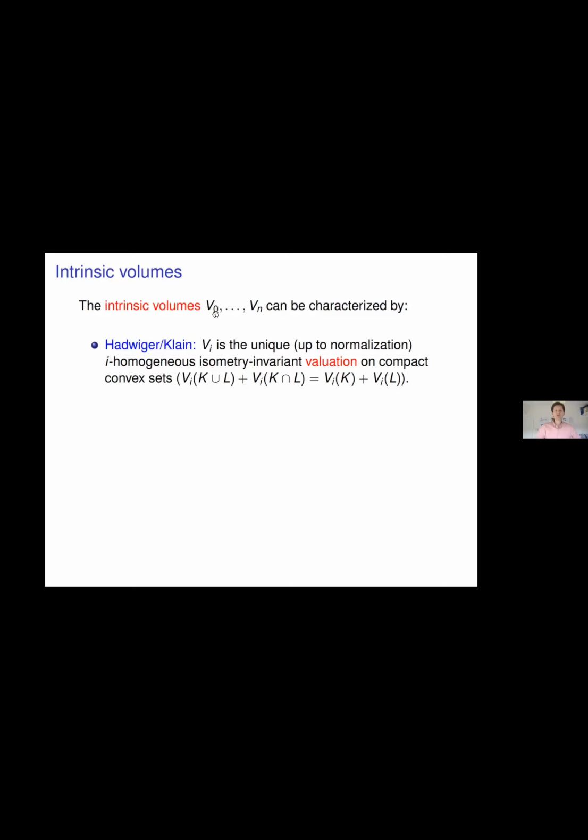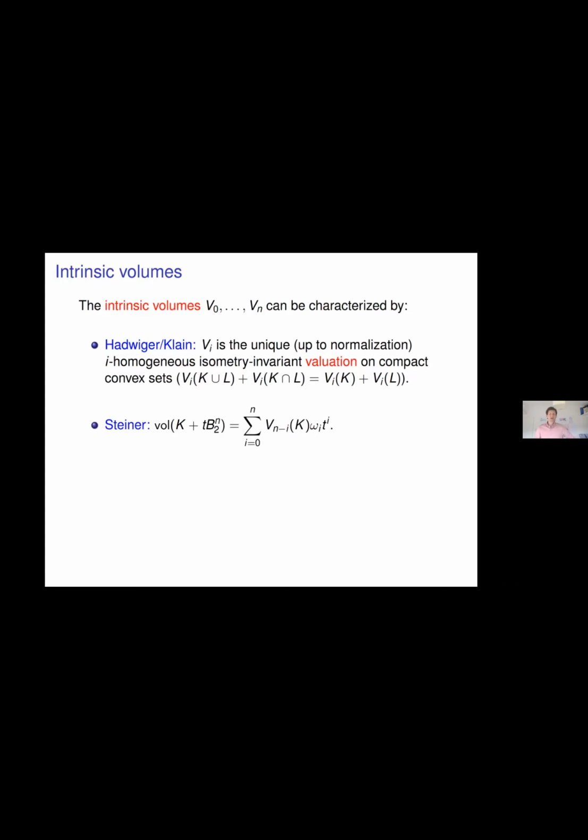So intrinsic volumes are functionals V0 up to Vn, if we're working in Rn, which you can characterize. This is something that's really in Klein's approach to proving Hadwiger's theorem. Vi is the unique, up to appropriate normalization, isometry invariant valuation on compact convex sets. By valuation, I just mean something that satisfies inclusion exclusion when all of the sets here are convex. So it's an extra hypothesis that the union here has to be convex. And for the uniqueness, we also need to specify homogeneity as well.